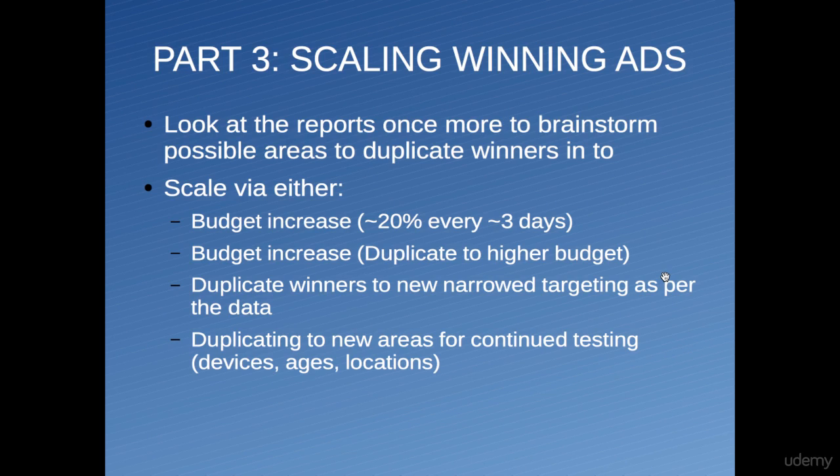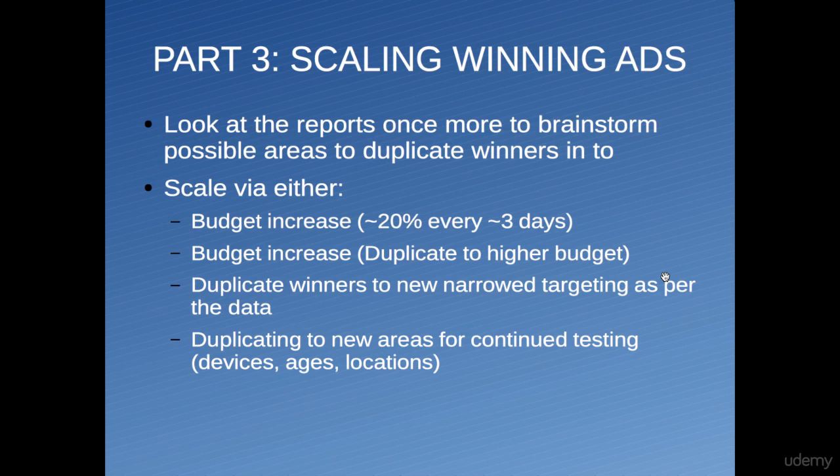Part 3 will be scaling winning ads. We'll be looking at the reports once more after another couple of days to brainstorm where we can duplicate the winners into. So we'll be scaling by either a budget increase on the winning ad sets, the ad sets that are profitable and are driving sales, by increasing the budget by 20 to 25% every 3 or so days. Or we'll be duplicating the ad sets to higher budgets. So say we're running our ad sets at £5 a day, they're profitable, we duplicate the ad set and we put it at £10 a day or £20 a day or £25 a day.